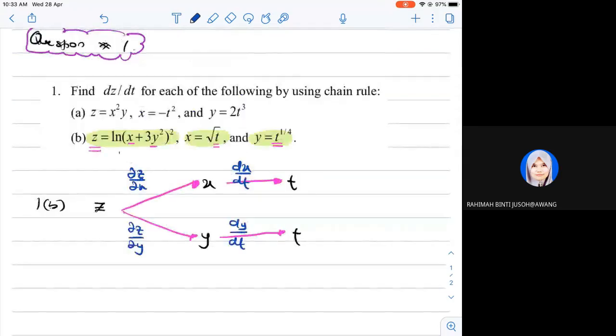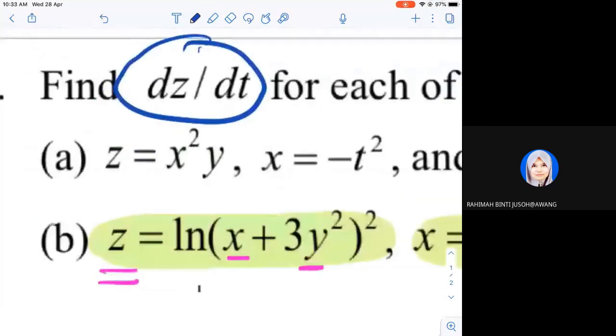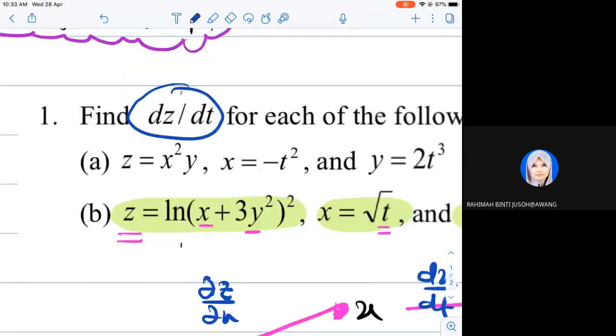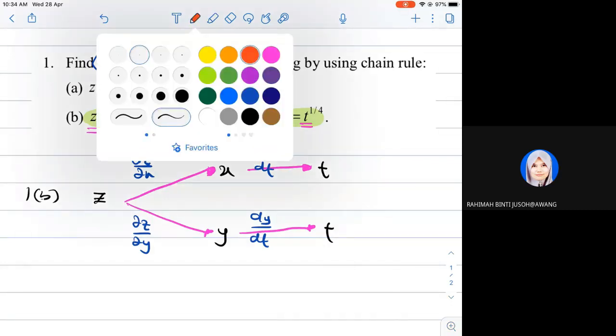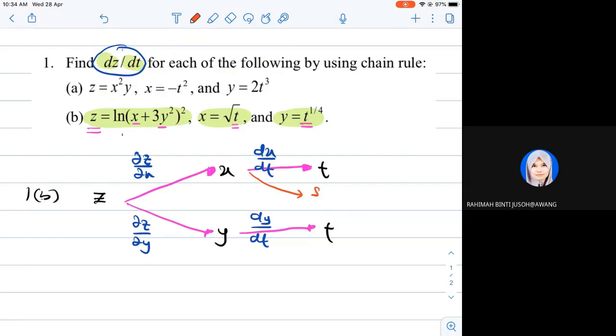Now the question asks you to find dz over dt. Why d instead of del? Kenapa d? Because at the end of the chain, di hujung chain kita ni, satu variable saja, which is t. Only one variable involved at the end of the chain. Only t. So that's why here becomes dz over dt. Unless kalau dia ada pecahan lagi kat sini, kalau misalnya dia ada s, so yang dekat sini dia akan jadi del instead of d. Understand? Yes, madam. Okay, good.